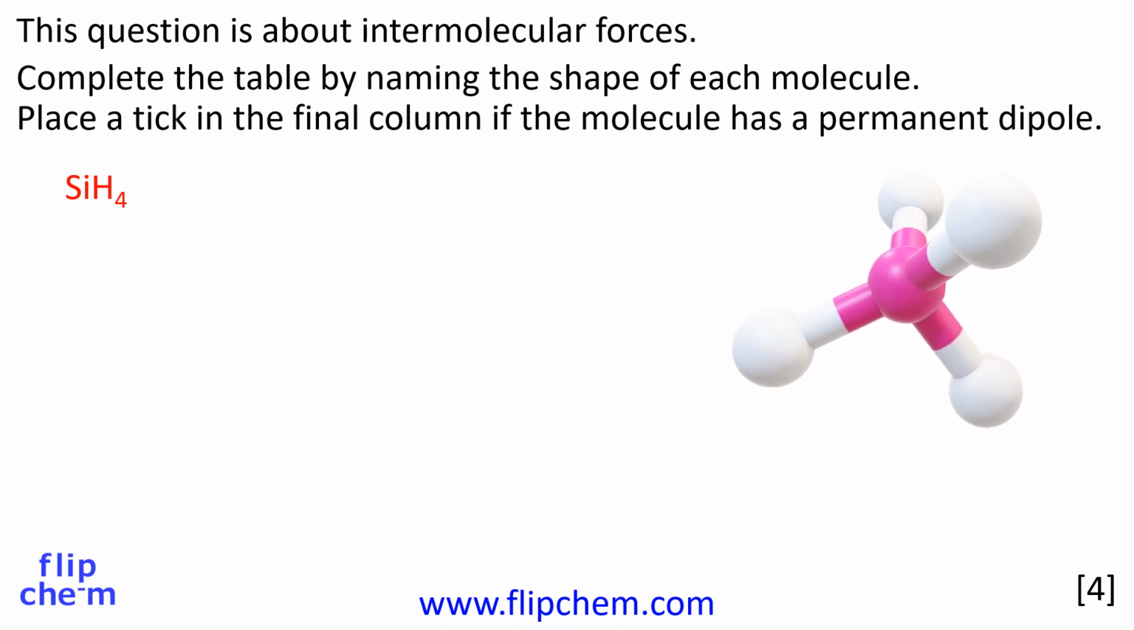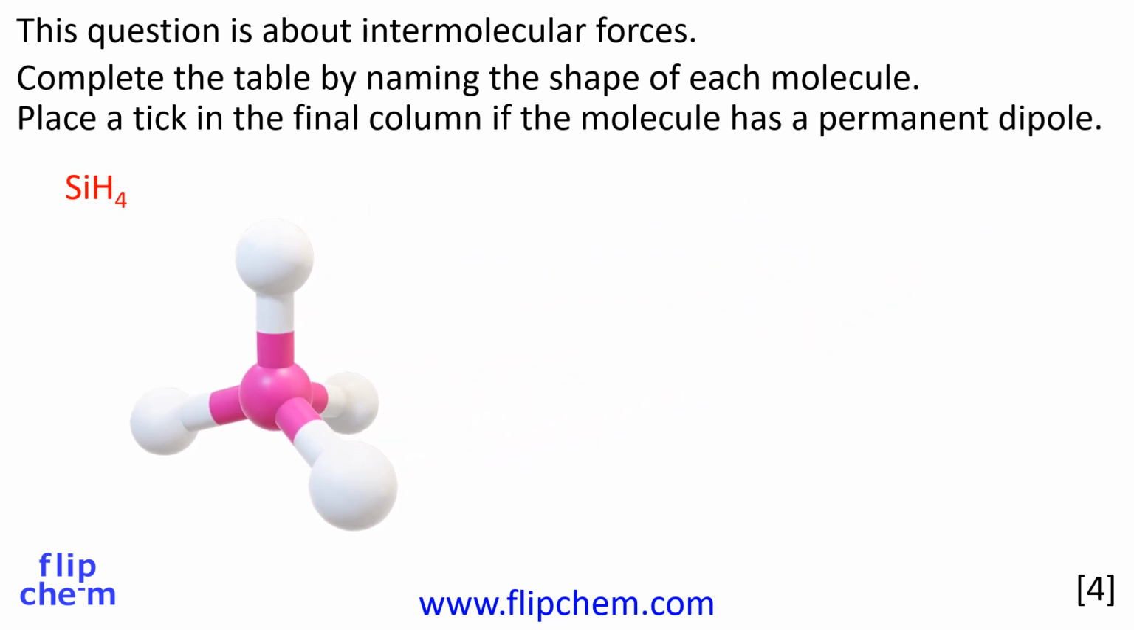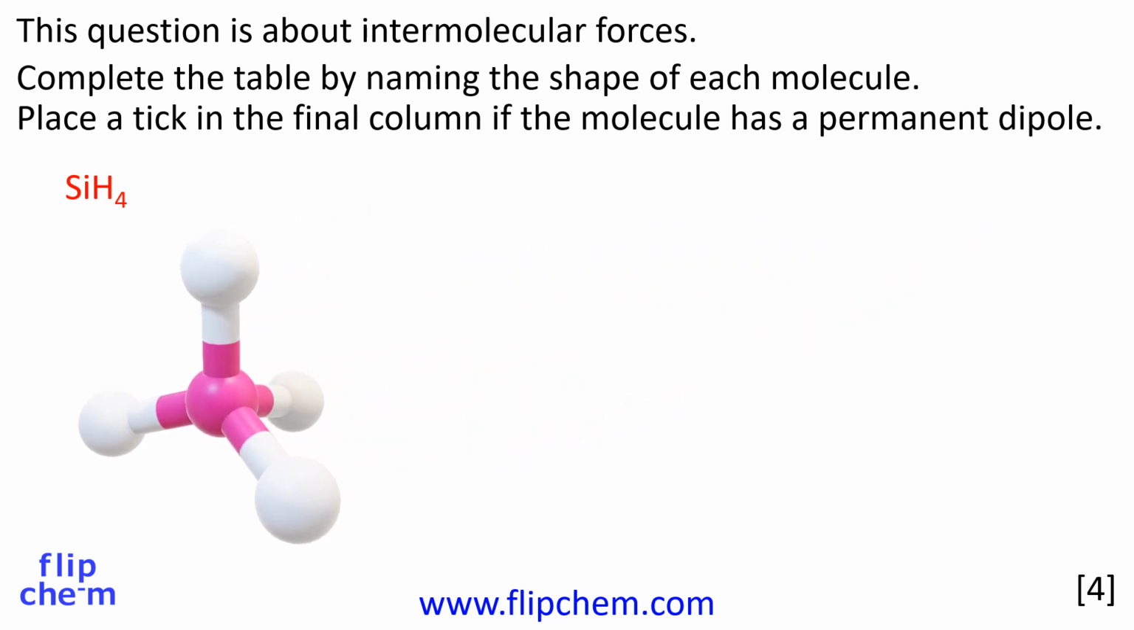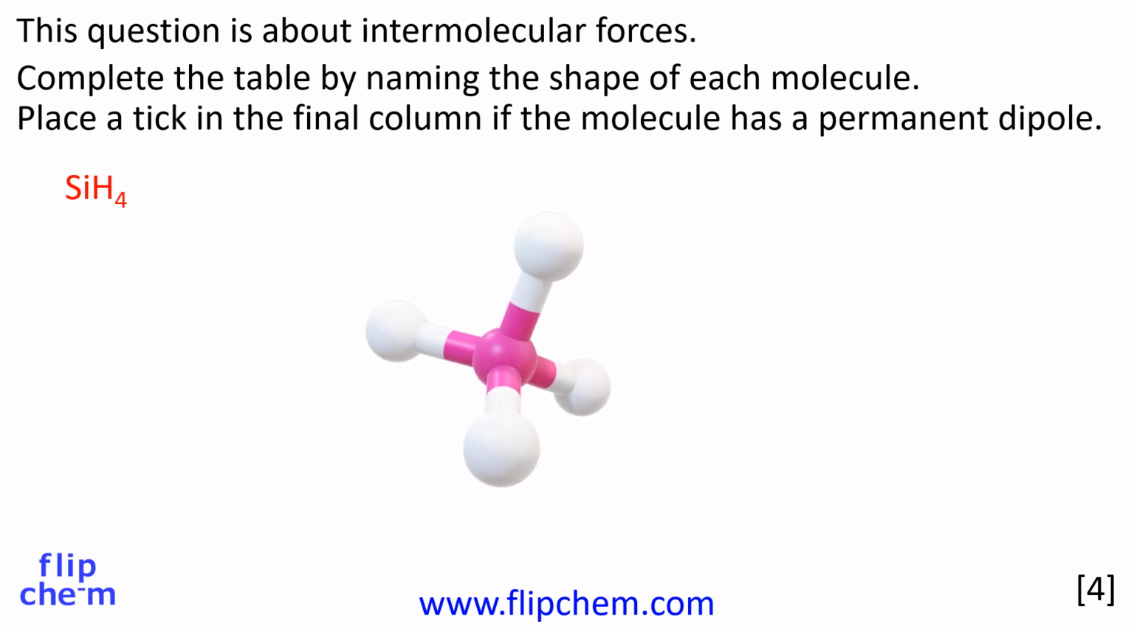Each Si to H bond is polar. There is a difference in electronegativity between the silicon and hydrogen atoms. But the molecule is symmetrical in 3 dimensions. This molecule is not polar.